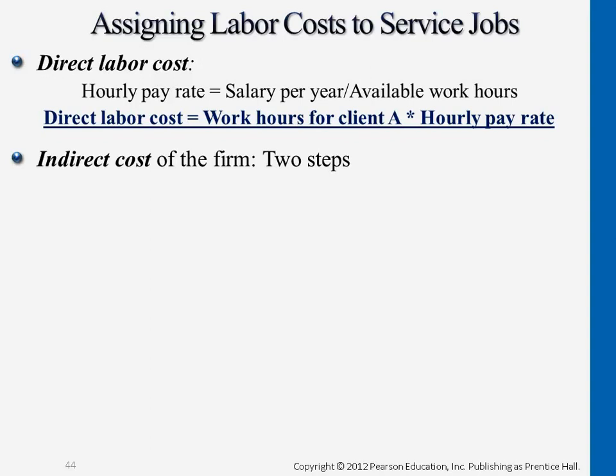So we would calculate each and every employee's hourly pay rate, then multiply by how many hours they work on job A, job B, job C to determine direct labor costs. Hourly pay rate multiplied by how many hours they actually work for this job. This is the direct labor cost part.